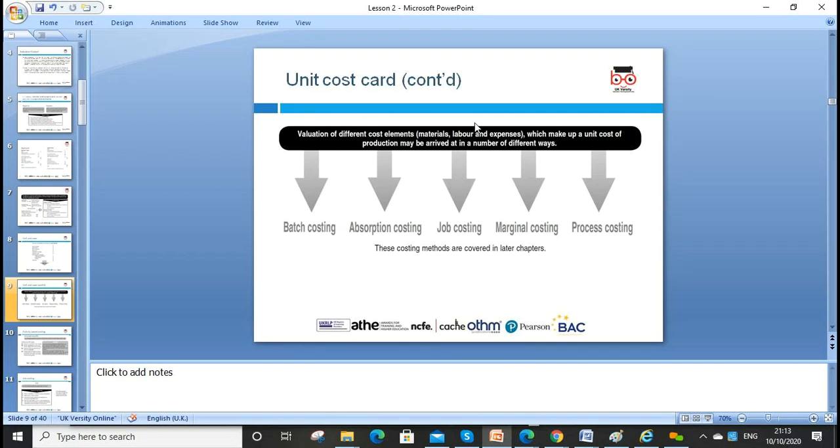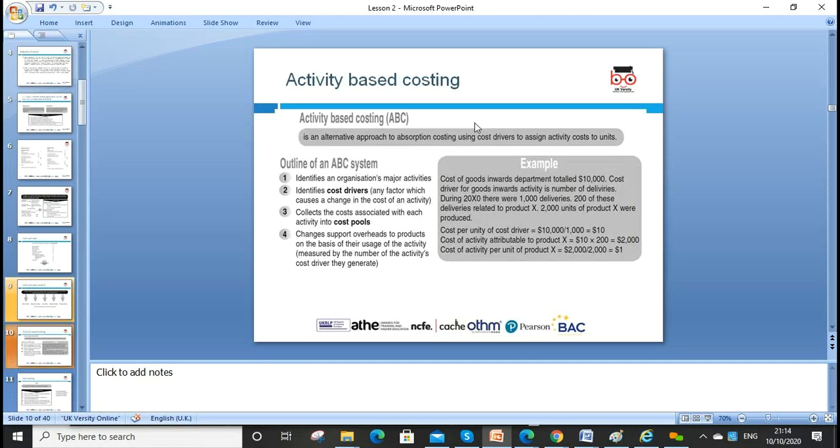The unit cost card is one method; there are different methods of costing we can use. Batch costing: you're making goods in batches. Absorption costing is full cost. Job costing, such as a construction builder who has a different job each time. Like if people want to extend the house, each has a different cost: extend one bedroom, two bedrooms. That's the job, that's job costing. Each job will have different costing and different profit. Marginal cost means the variable cost. Process costing: different processes are involved in the costing.